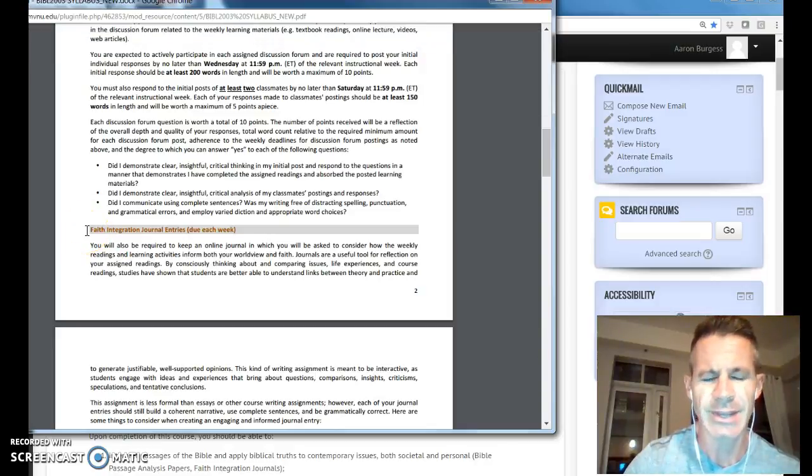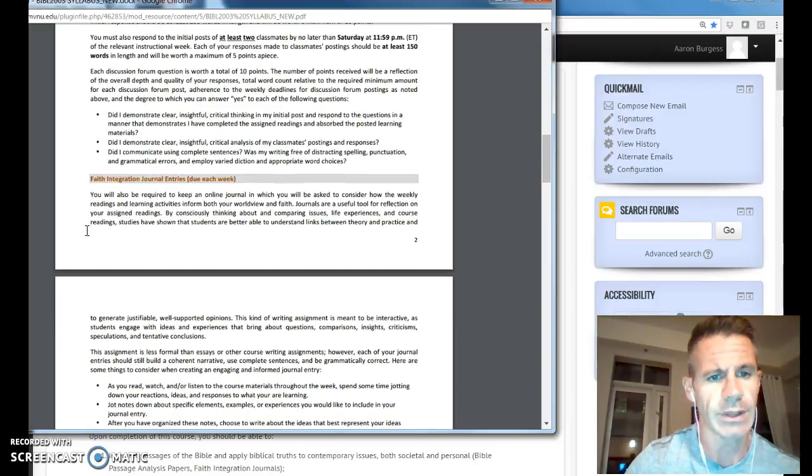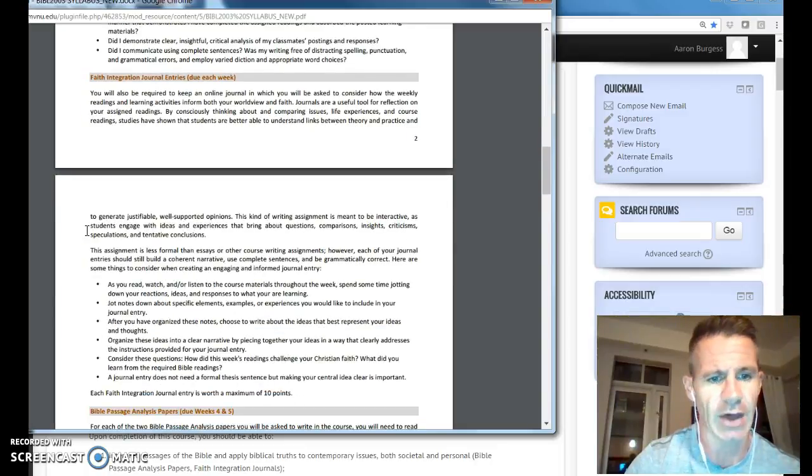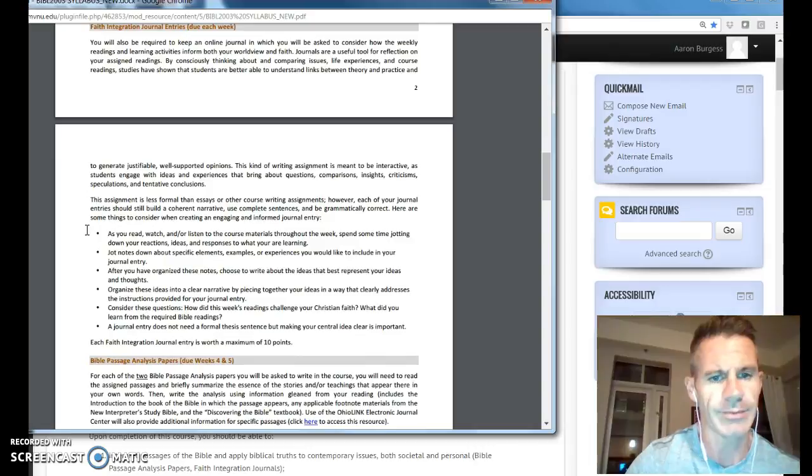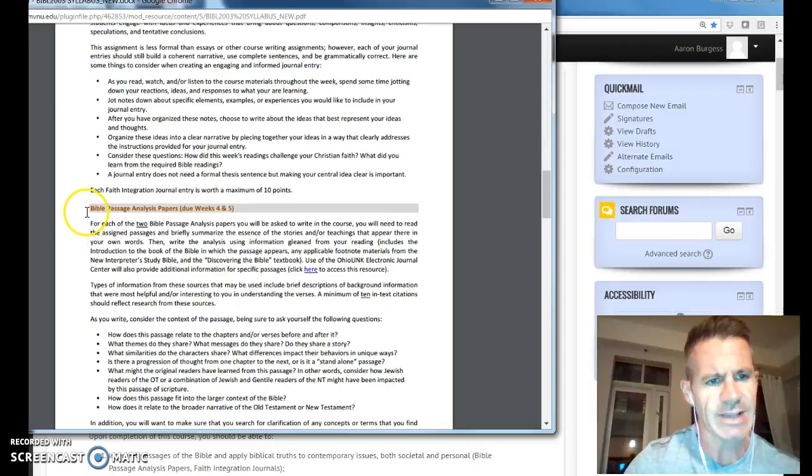This class has a specific assignment called Faith Integration Journal Entries, where students will reflect on the weekly assignments and the readings and how they impact their views on faith and what they learn from the required readings, including that in this class they have required readings from the Bible. Also in this class, the students have to prepare 2 Bible passage analysis papers. These are exegesis or hermeneutical papers.